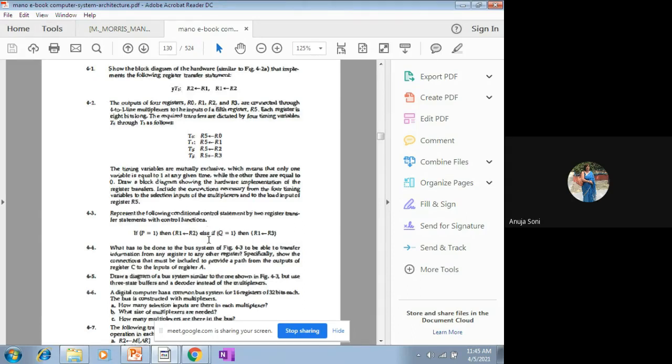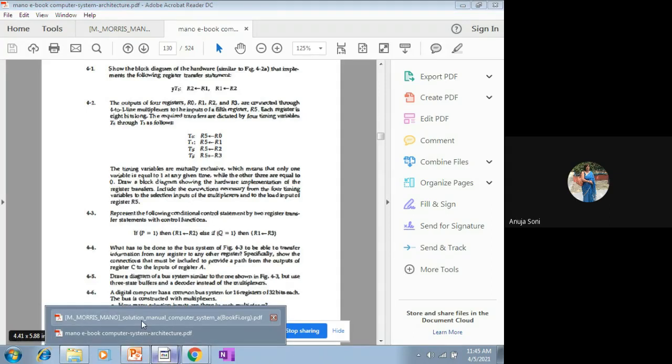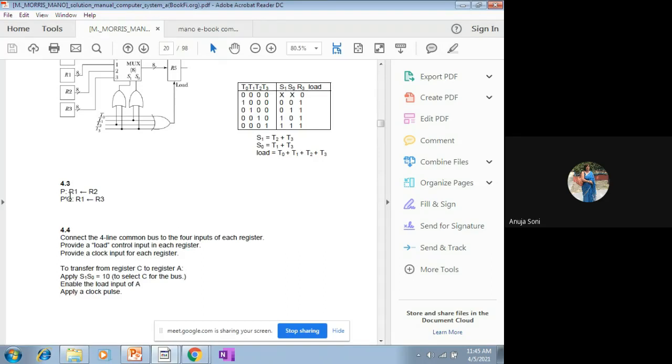Means with respect to the given control functions, you have to specify the two register transfer statements in a symbolic manner. This kind of register transfer statement means: if P colon, meaning P is enabled, then the content from R2 will be transferred to R1. And if P is not 1, meaning it will be 0, then we are going to talk about its complemented value. So P dash dot Q. So Q is enabled, and the value of P dash will be 0. So whenever Q is enabled, then this kind of register transfer will take place.